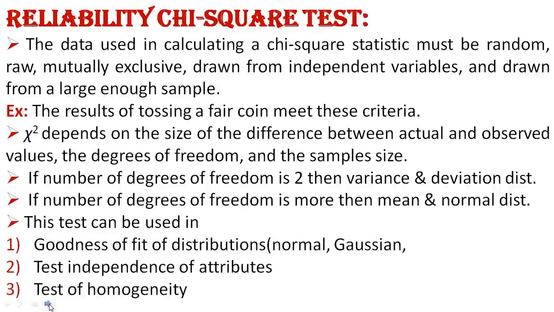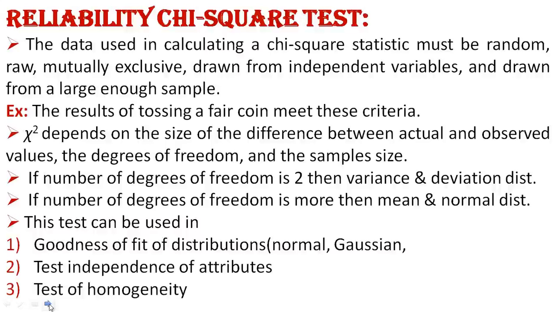Chi-square depends on the size of the difference between expected and observed values, the degrees of freedom, and the sample size. So chi-square is dependent on three parameters: difference between expected and observed values, degrees of freedom, and sample size. Degrees of freedom is the number of ways in which you can perform the experiment.